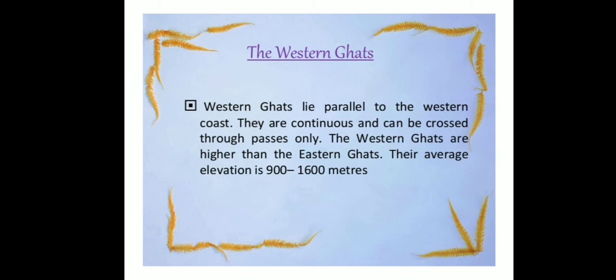After that, we have the Western Ghats. The Western Ghats lie parallel to the western coast. That means these Ghats are parallel to the western coastal area. They are continuous and can be crossed through passes only. The Western Ghats are higher than the Eastern Ghats. That means the height of the Western Ghats is more than the Eastern Ghats. Their average elevation is 900 to 1600 meters.